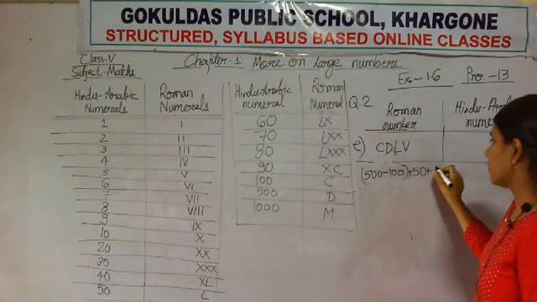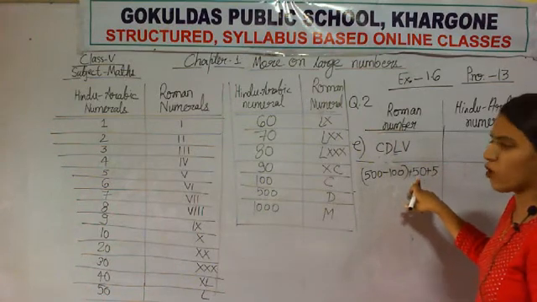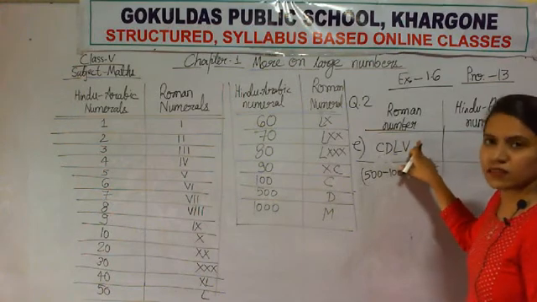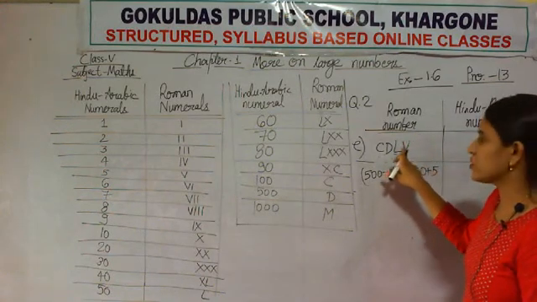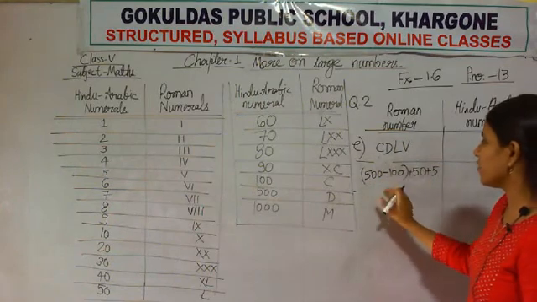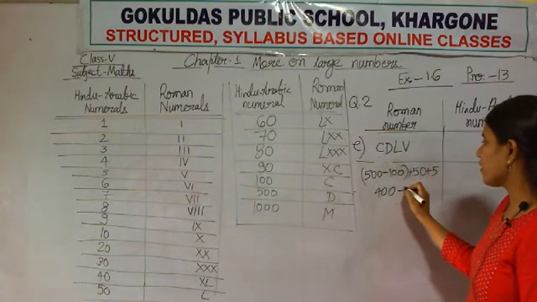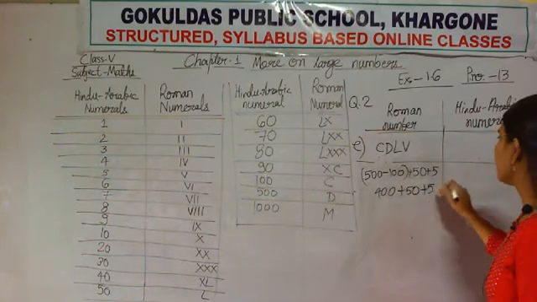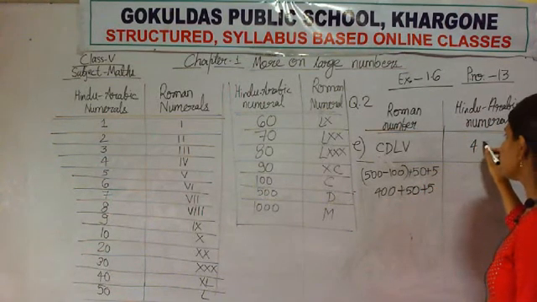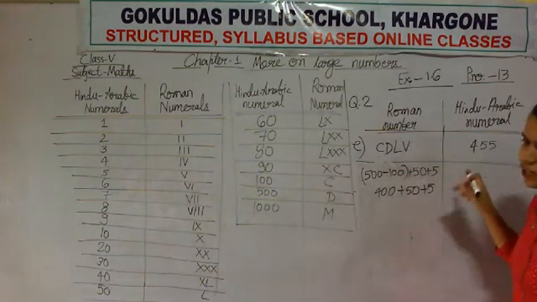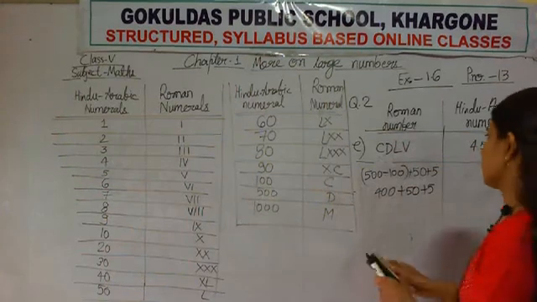Now V represents 5 and 5 is smaller than 50. So it is written at the right place to the 50. It shows addition. Now solve this. 500 minus 100 is 400, plus 50, plus 5, 455. So the answer is 455. The Hindu Arabic numeral is 455.